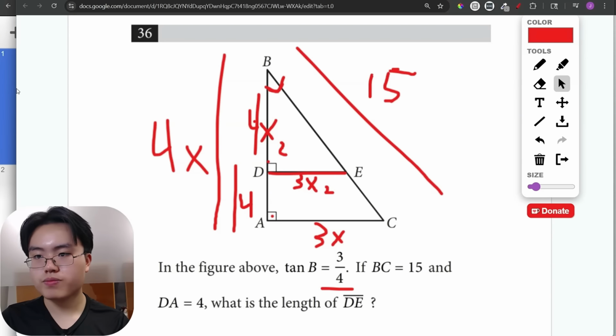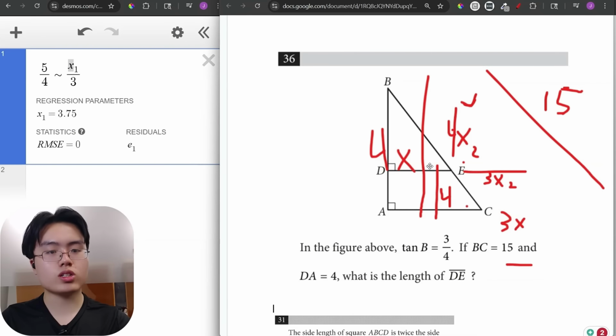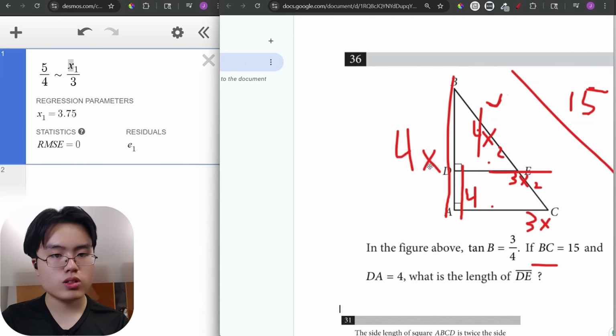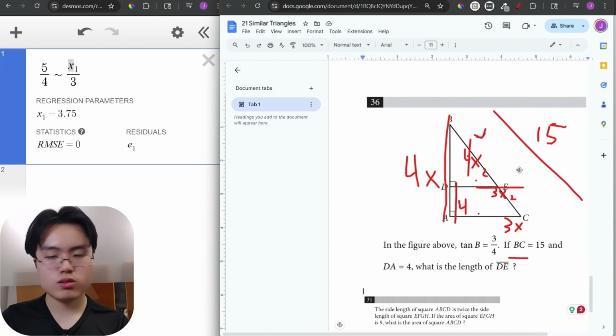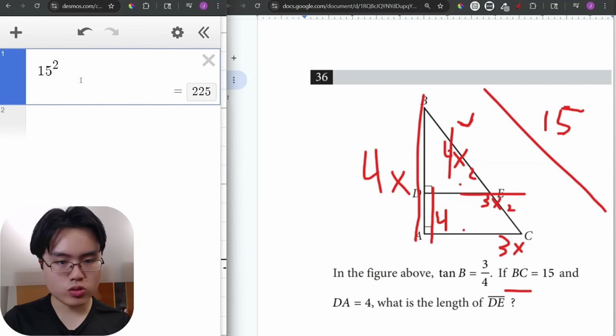Let me pick Desmos. So you can see it's a lot harder because you have to use a bunch of different knowledge from what we've talked about so far. Okay, so yeah, sure, I'll deal with that later. So we know the hypotenuse of this big triangle is 15, right? And then we know 3x. Sorry, this is 3x.